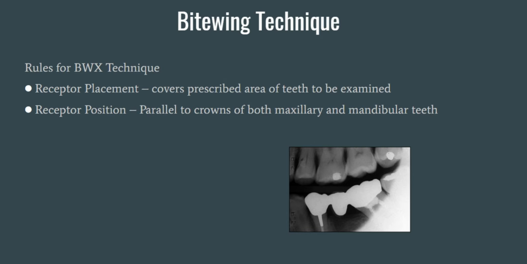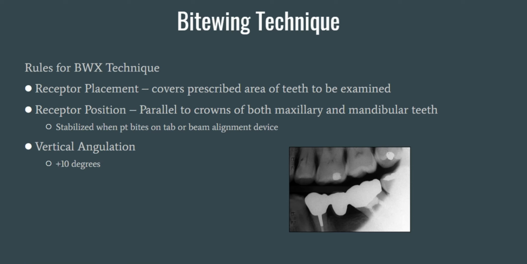Also, the receptor position. It should be parallel to the crowns of both the maxillary and the mandibular teeth. It is stabilized when the patient bites on the tab or the beam alignment device or the film holder. Your vertical angulation should be at positive 10 degrees. With your horizontal angulation, you want to make sure that the central ray is passing directly through the contacts. Open contacts, not overlap.